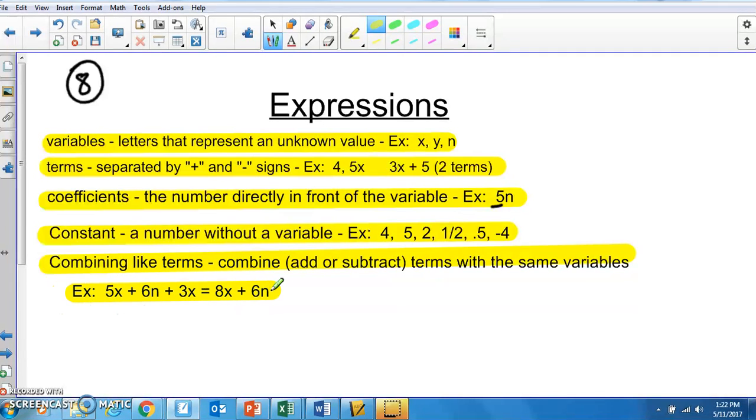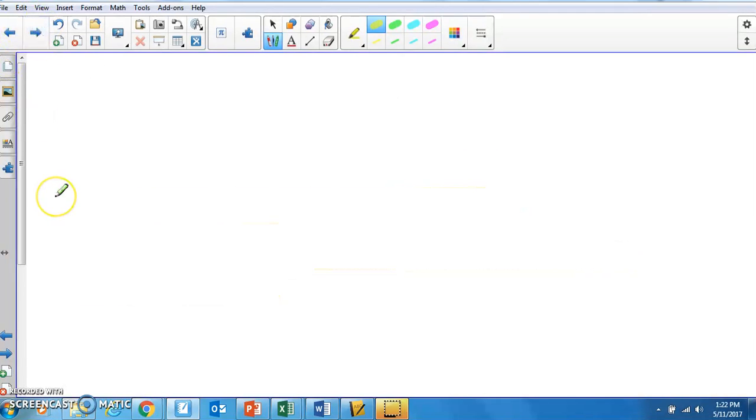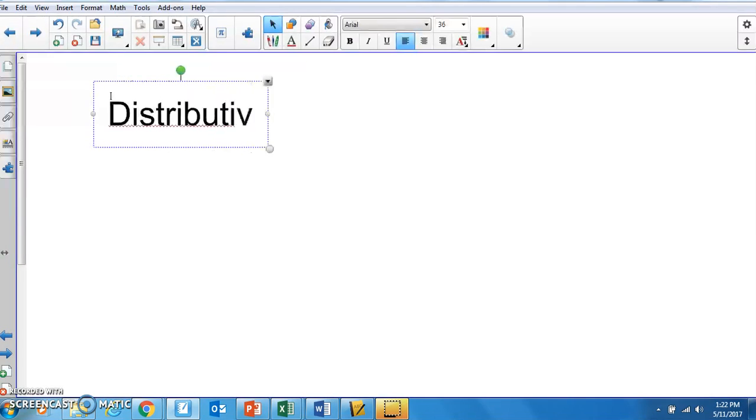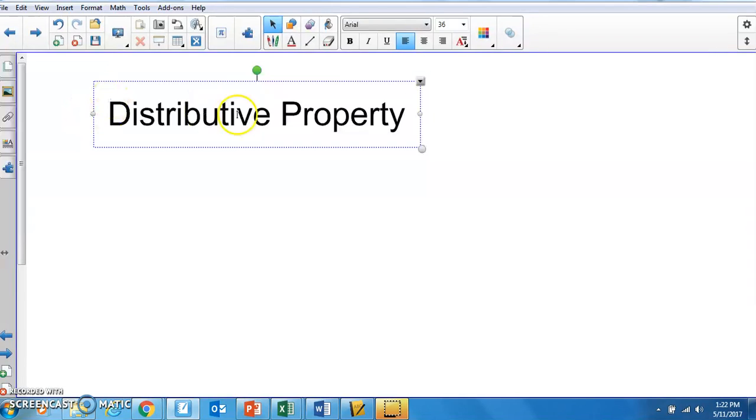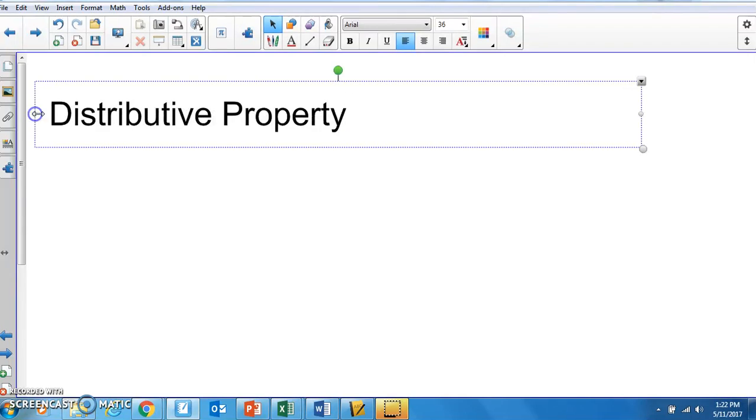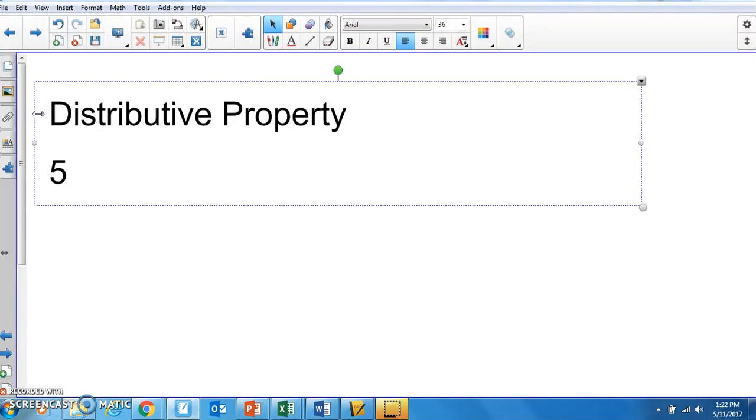Okay, so let's now get to some examples of dealing with expressions. We talked about the distributive property. We've talked about factoring. So when we're dealing with expressions, you may have to deal with the distributive property. All right, when we distribute, what we're going to do is take a number that's on the outside of parentheses. Let me do it like this.